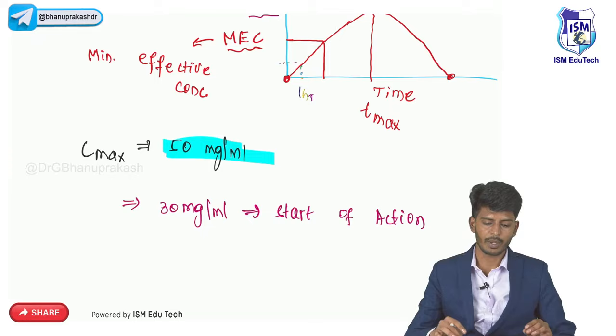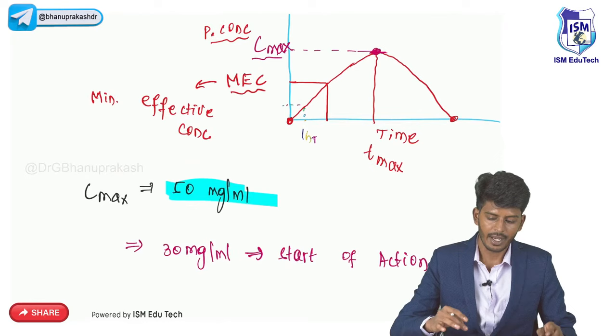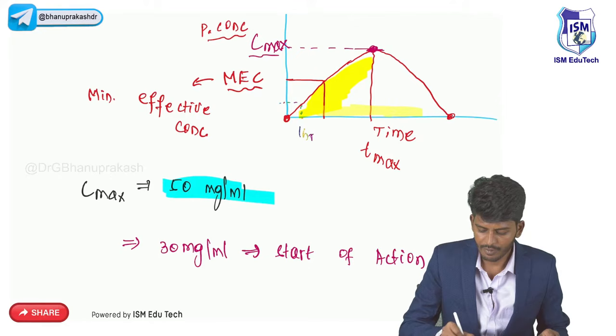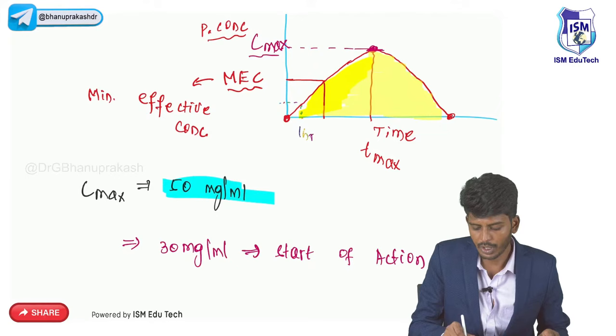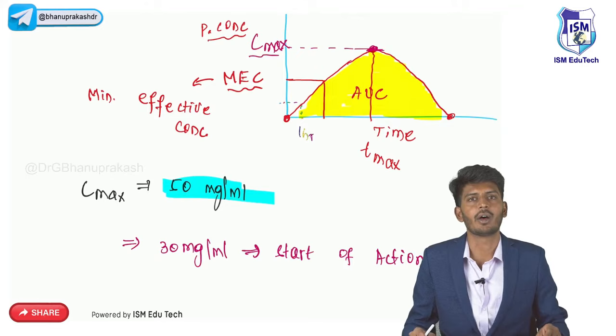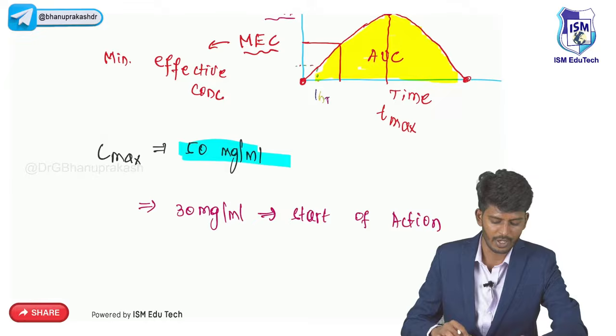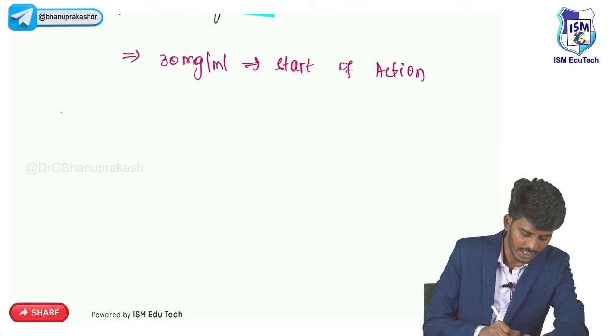So, measure of bioavailability. Now, if you notice here, guys, whatever is present under this curve, we are going to call it as the area under the curve. Now, this will be called as area under the curve. Now, this area under the curve which I have depicted is more of oral drug administration. Now, what is that AUC?